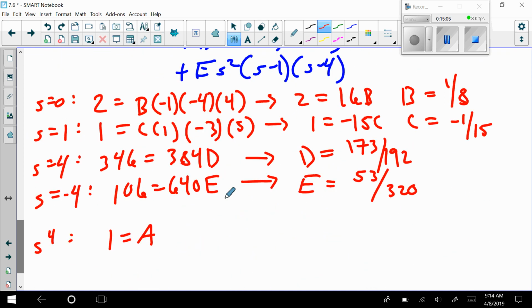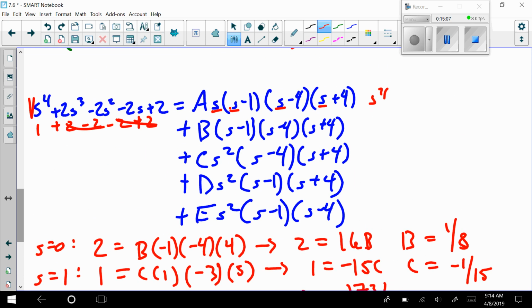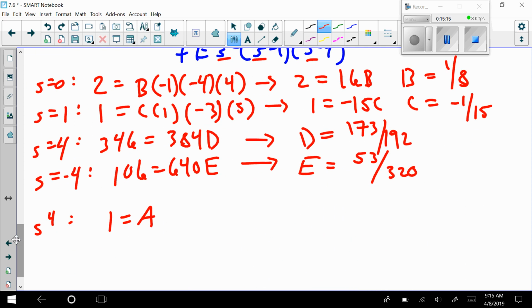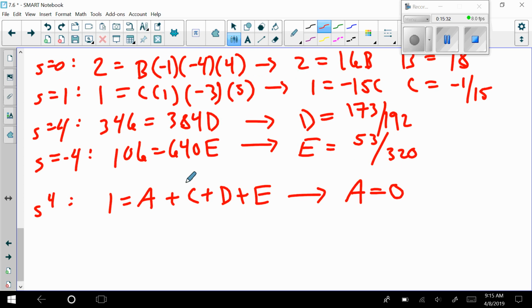Are there any others? Fourth powers. Well, this one would have a fourth, right? So would D, so would E. So I get 1 is equal to A plus C plus D plus E. And plugging in all of the numbers and working them down through, I think I end up getting that A has to be 0. Okay. Of course, how do I do that? Well, I take the numbers up above that I had before.